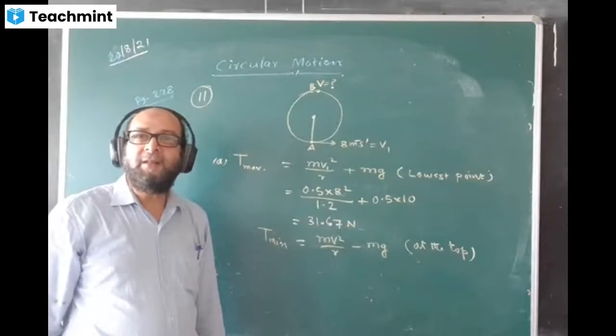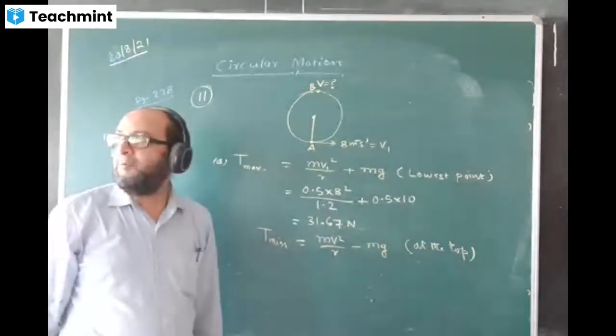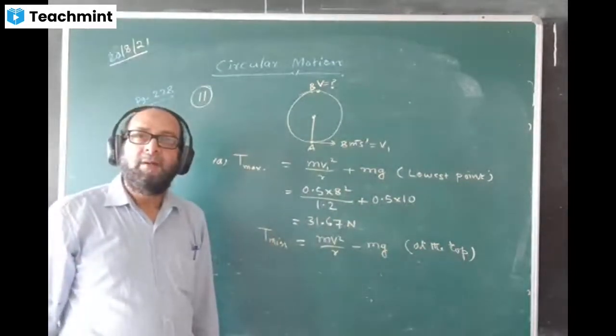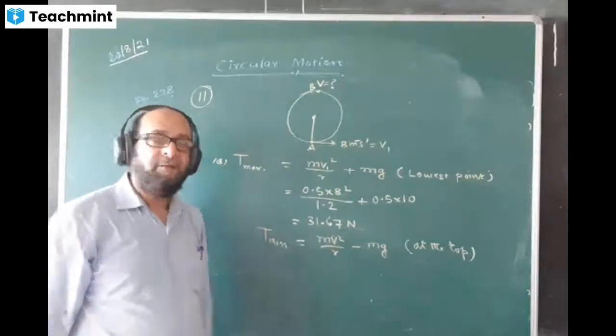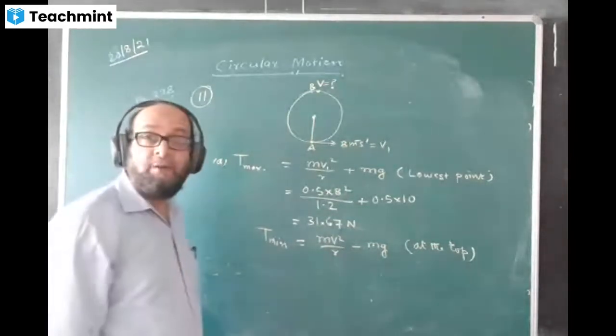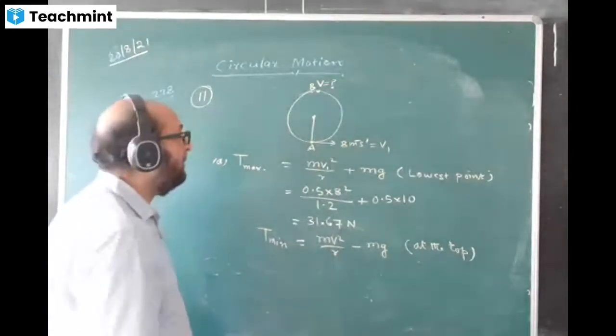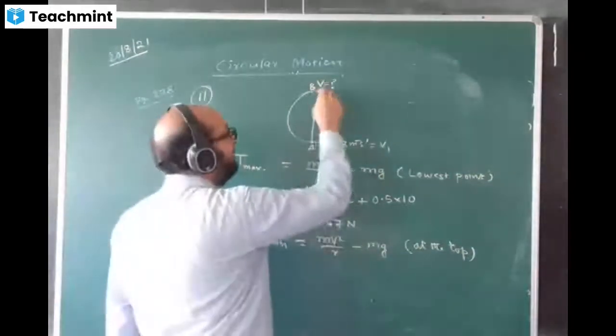And you know the method of finding the velocity at any point. Energy you are making equal. Tell me what is the answer of V. That is the main point. Don't forget that point, okay? So energy at A is equal to energy at B.